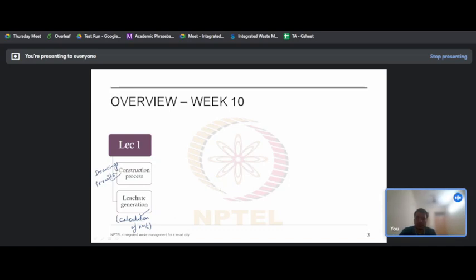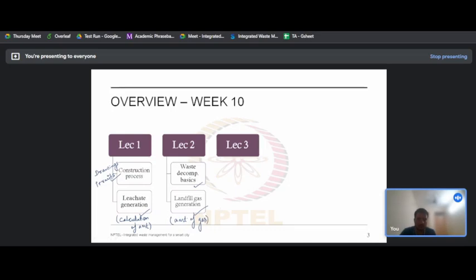Then the second lecture was about the waste decomposition basics. So how does the waste degrade? What are the components that are required for degradation? What are the components that will be produced on degradation? Then we have the landfill gas generation. So how do we determine the amount of gas that is generated?